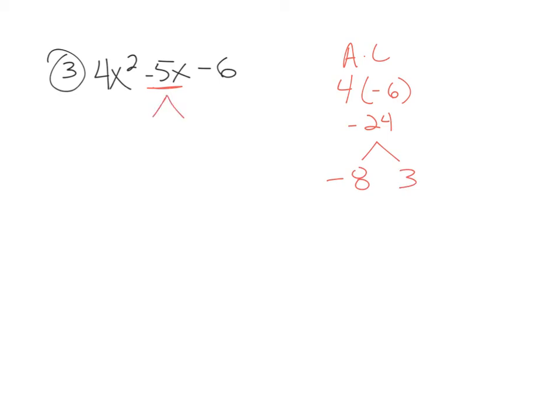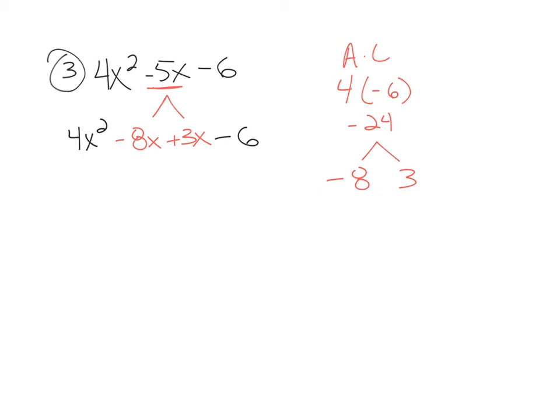AC method has us rewrite this term. So I'm going to write this as minus 8x plus 3x. And as always, I need to carry down what I'm still working with, 4x squared minus 8x plus 3x minus 6. Now, I have my 4 terms, and I can do factoring by grouping.